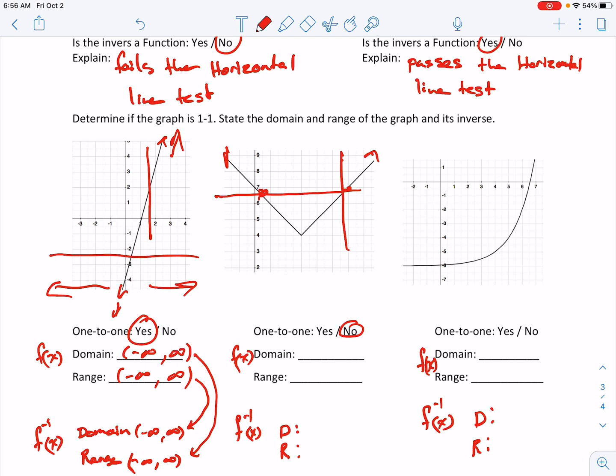The domain of the original, it goes forever to the left and forever to the right. So the domain is negative infinity to positive infinity. And that will become the range on the inverse. The range is how low does it go. 4 is as low as it gets, and it goes up, up, up forever. So our range is from 4 to infinity, and that will become the domain on our inverse.